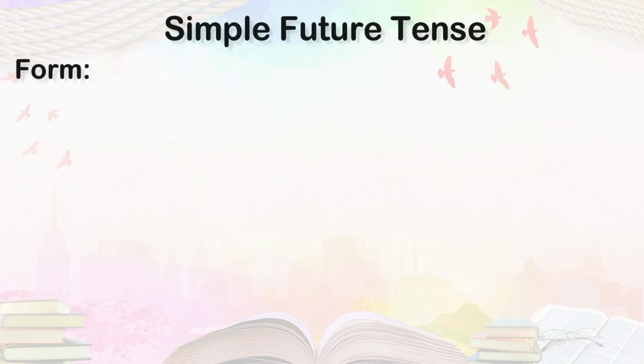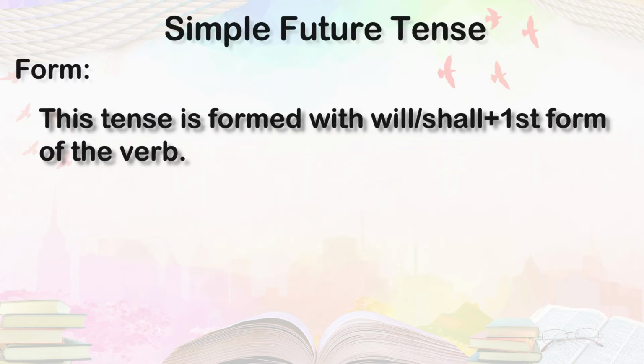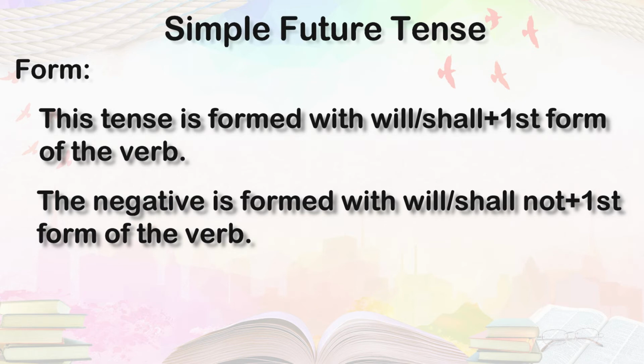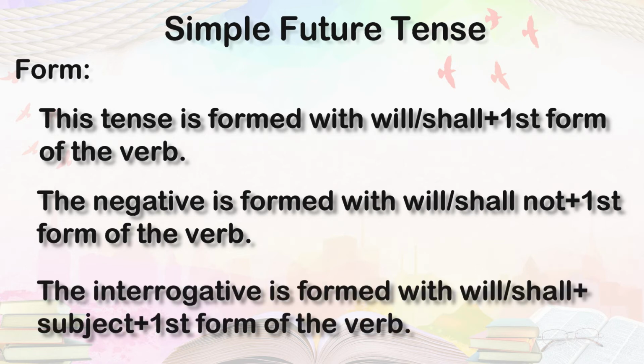Simple future tense. This tense is formed with will, shall plus first form of the verb. The negative is formed with will, shall not plus first form of the verb. The interrogative is formed with will, shall plus subject plus first form of the verb.